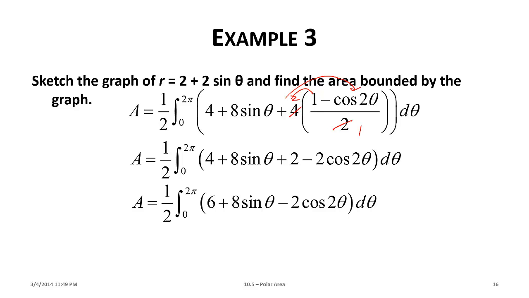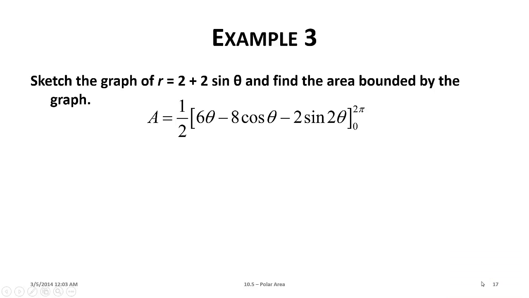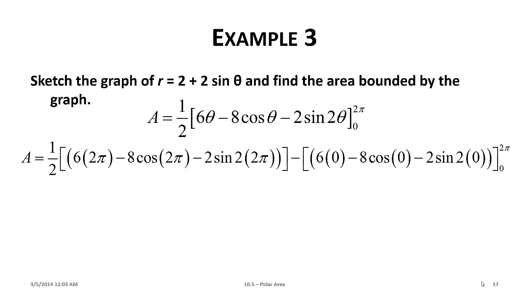The last thing is to go ahead and try to take the integral. Remember, you're going up. So you go 6 theta minus 8 cosine theta. The integral of sine is negative cosine theta, minus 2 sine 2 theta. Remember the fact that the derivative of cosine is going to be sine, from 0 to 2 pi. As we take the integral, let's go ahead and plug it in.